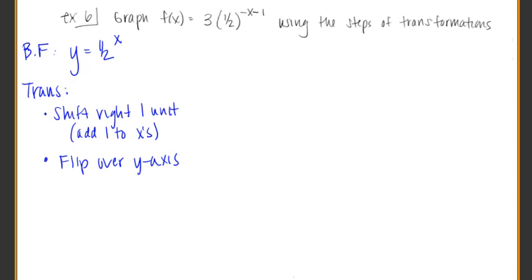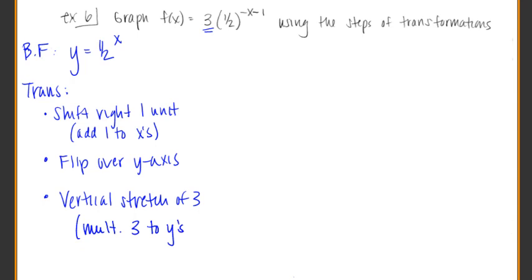So now let's go outside the function. The only thing outside the function is just that 3 sitting there in the front. That's everything vertical, and we take it as is. So it's going to be a vertical stretch of 3. So we're going to multiply 3 to the y's. All right. Let's see what we can do with this. Let's go ahead and go to our first t-chart.